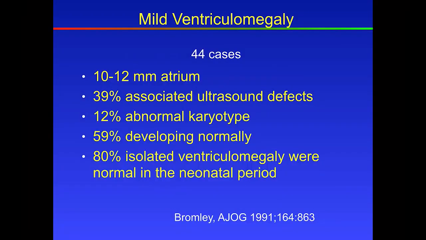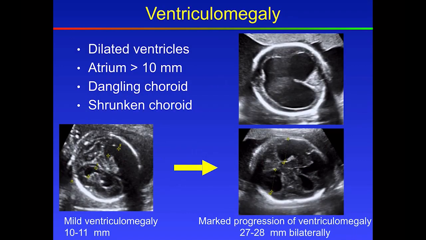Mild ventriculomegaly is generally thought of as 10 to 12 millimeters. Sometimes people will lump it into the 10 to 15. They can have associated abnormalities, chromosomal abnormalities, but many will be isolated and do well in the neonatal period. Now here's a case with dilated ventricles at the anatomy scan of 10 to 12. This one was 10 to 11, just barely dilated. Most of these will turn out to be normal, but some of them won't.